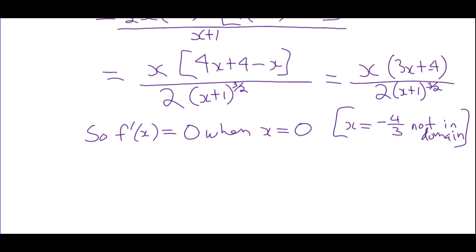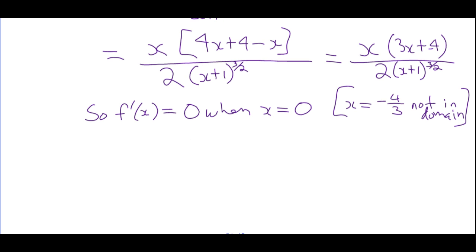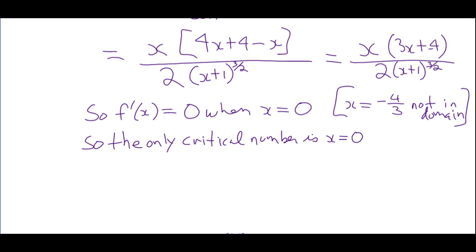Say, hey, I know negative 4/3 is also a 0 of this, but it's not in the domain of the function, right? Because the function is negative 1 up. Negative 4/3 is smaller than negative 1, right? So we're only interested, we have a critical number when x is equal to 0, right? So the only critical number is x is equal to 0.